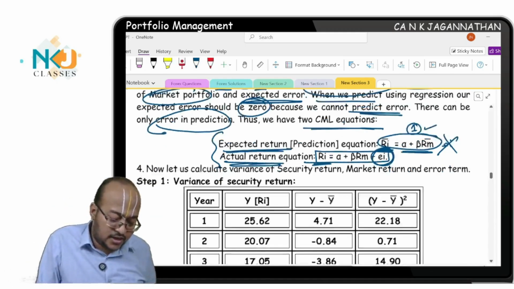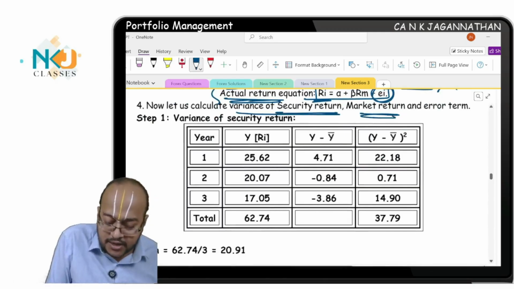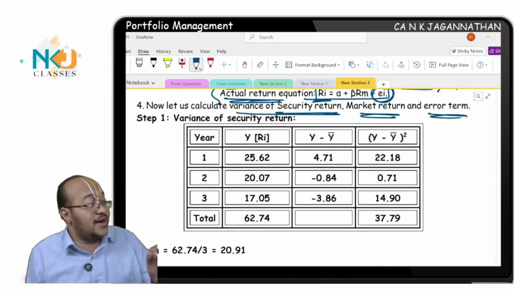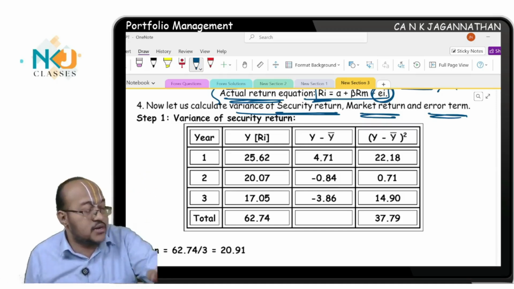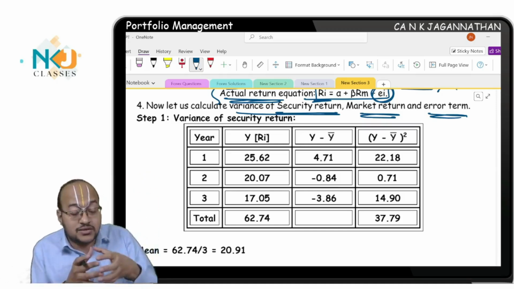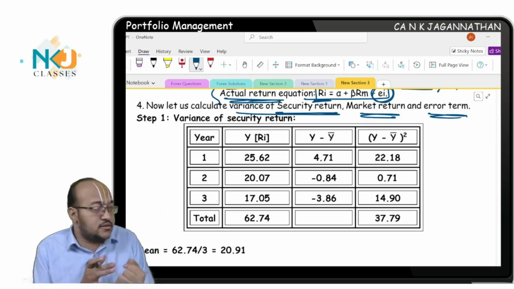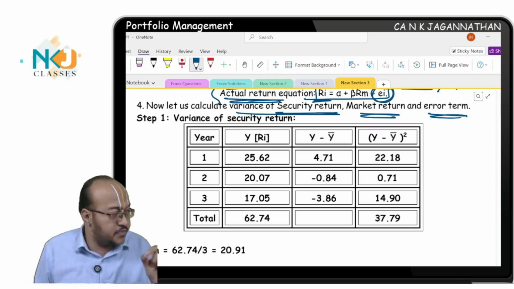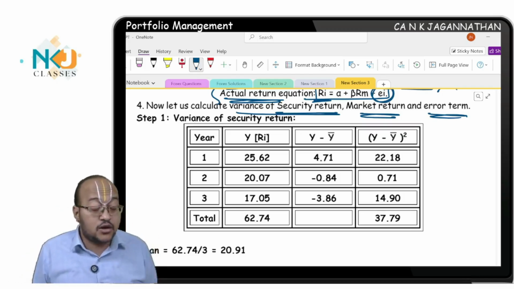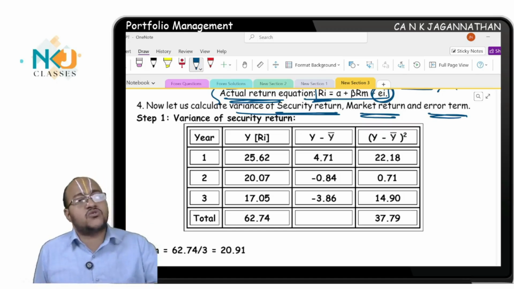Are you all understanding? Now let us calculate variance of the security return, market return and error term, and finally I will conclude how to find the variance of the systematic risk, and how to segregate the systematic from unsystematic. Are you all understanding? See, last step, please observe what happens. Now we are computing what? Variance of the security return, variance of the market return.